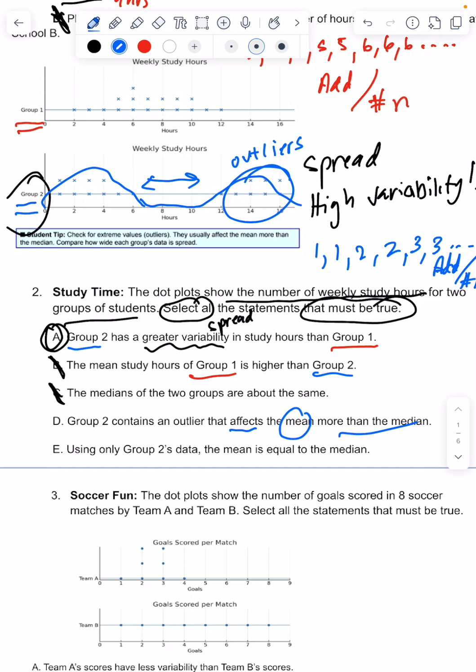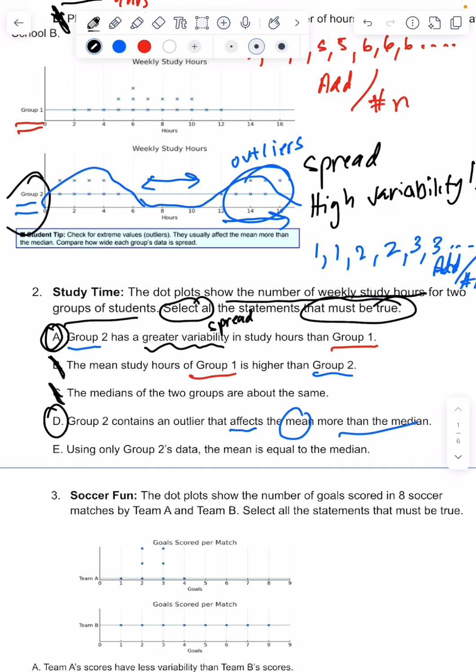But then we have to think about it. Group 2 contains an outlier that affects the mean more than the median. Well, when we did the discovery, we saw that when we have outliers, the only thing that tends to move is the mean. And if we remember, the median is like the statue, it doesn't move. So in this case, since the outliers moved it to the right, the mean will shift to the right also. So therefore, yes, we could say that group 2 contains an outlier and that it affects the mean more than the median.